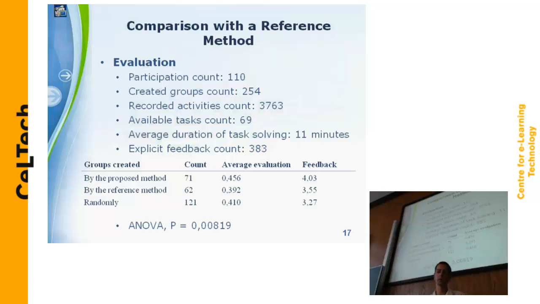It seems that, as you say, k-means clustering created really homogeneous groups, and it means that students didn't feel very comfortable in this type of group, so they provided a little less feedback. But it is interesting they achieved higher evaluation. Maybe, I don't know. I cannot provide an answer to this question.